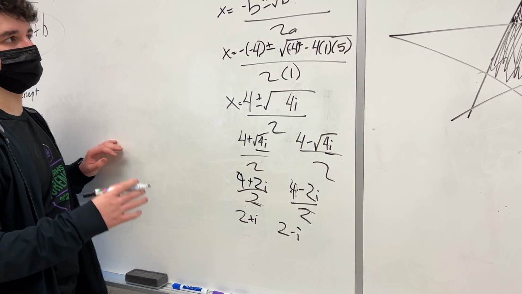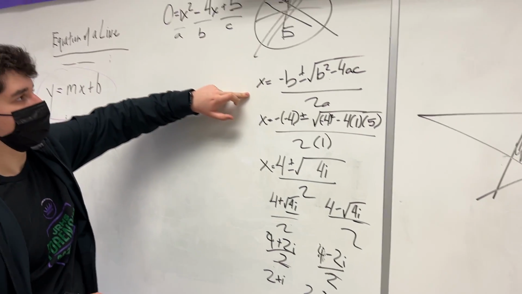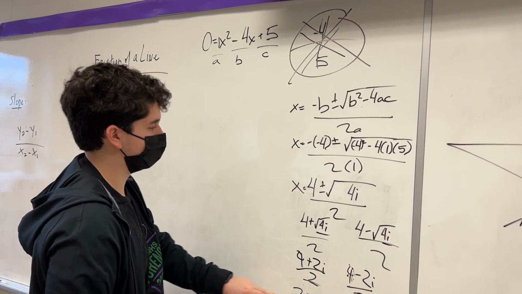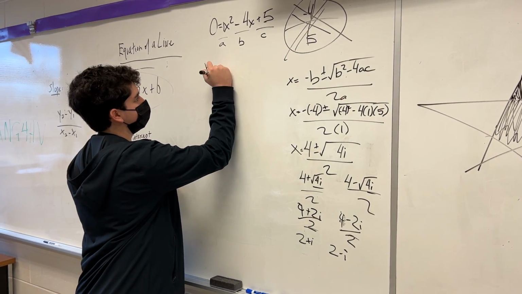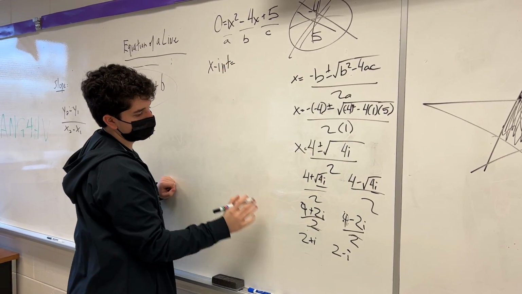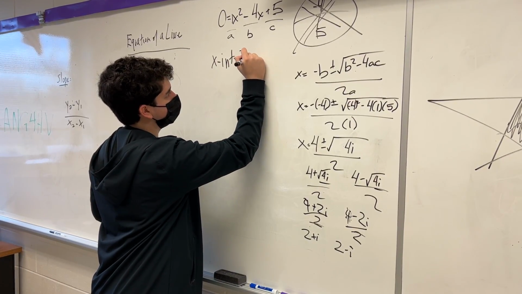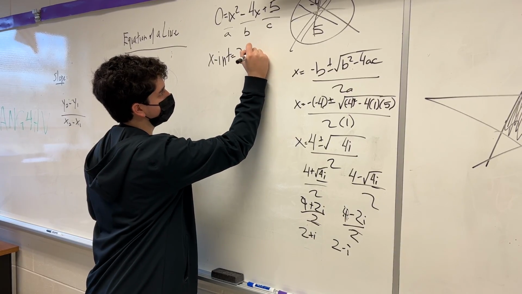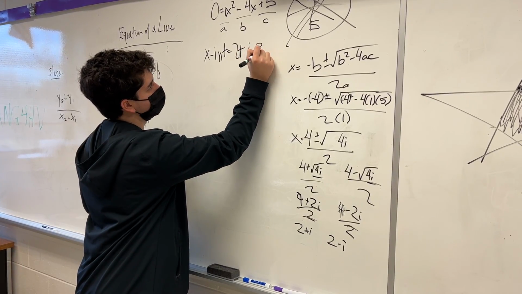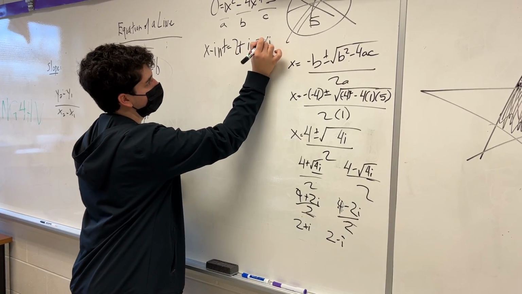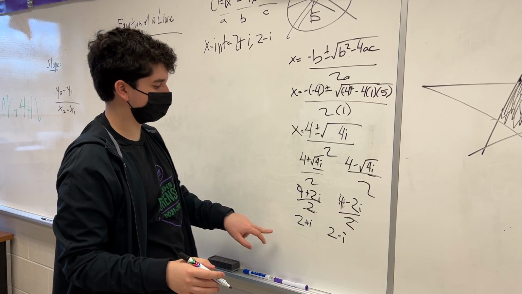And since this is the quadratic formula, we're finding our x-intercepts. So our two x-intercepts are going to be equal to 2 plus i, and 2 minus i. So those are our two x-intercepts for your problem here.